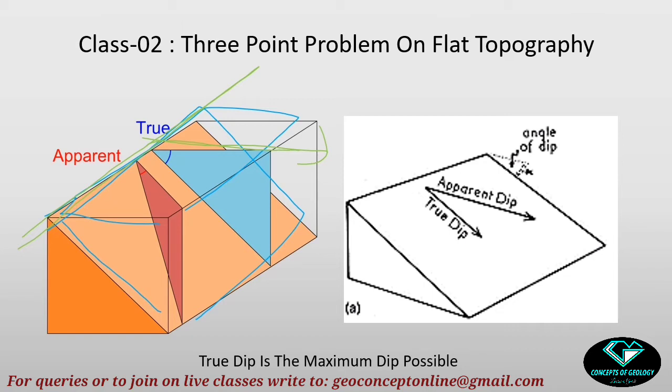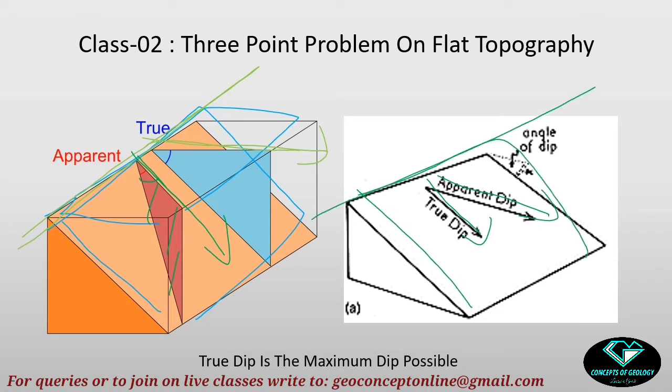Suppose I need to measure the apparent dip direction on this plane. So that means this is my vertical plane in this direction, and I will measure this angle as the apparent dip. Okay. So this is the true dip direction and this is the apparent dip direction in case of this figure. Strike line is this one.